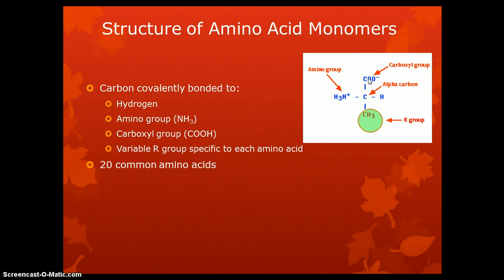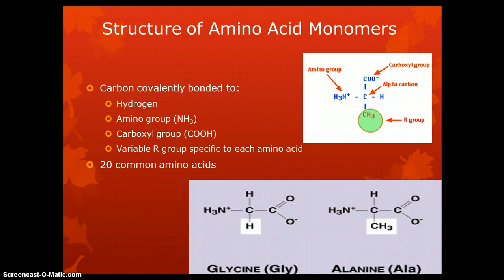The final group that binds with the carbon atom varies between different amino acids. Below are 2 examples of different amino acids. Their R group, as the variable group is called, is highlighted in white. There are 20 different common amino acids and a few other more rare amino acids.